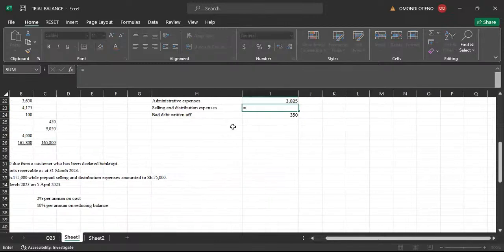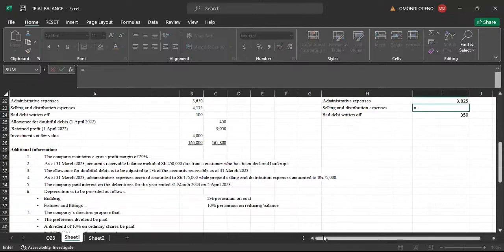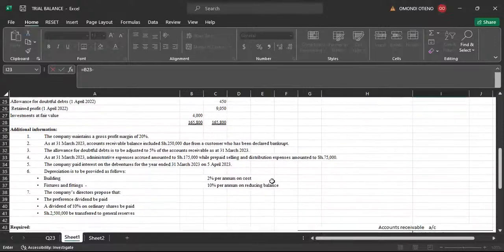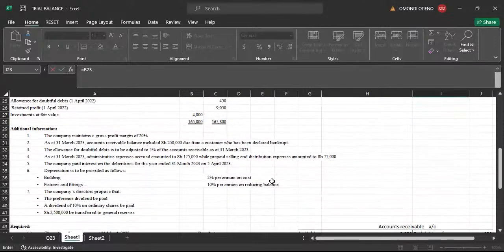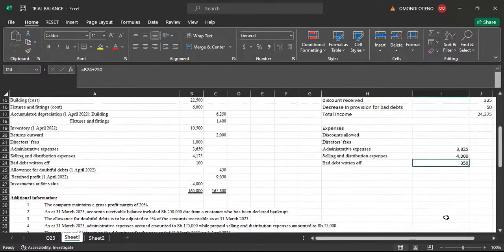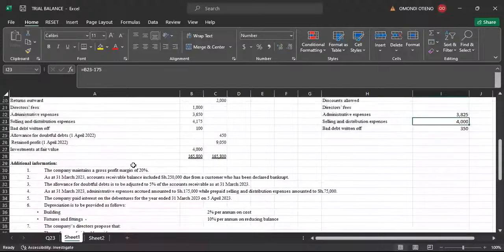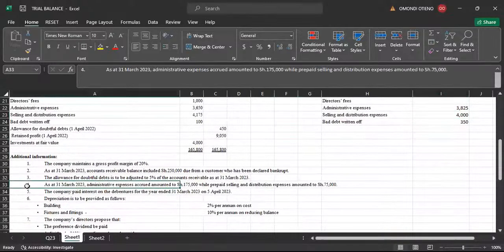So selling and distribution expenses have now been paid in advance. The expense for the current period is 41.75, but then there was some amount which were paid in advance. So it reduces our expense, and then we take it to the current assets section as prepayment. So that is what we have been given about in additional information number 4.